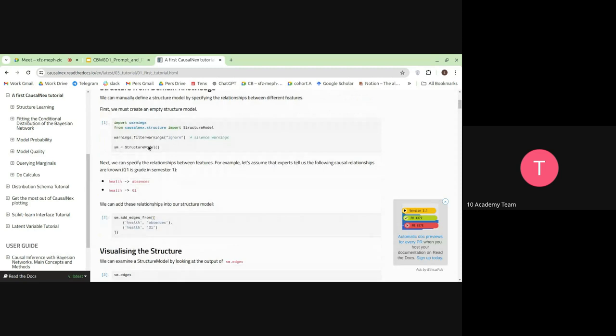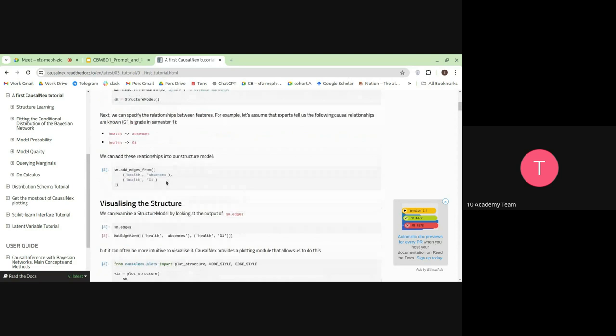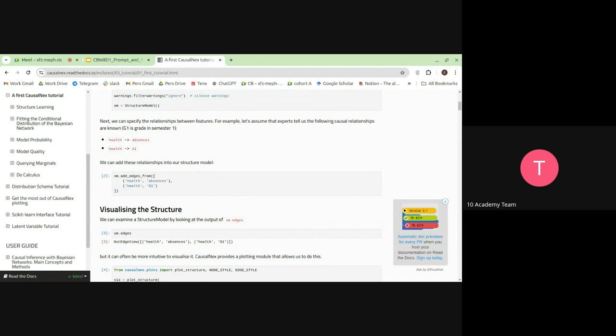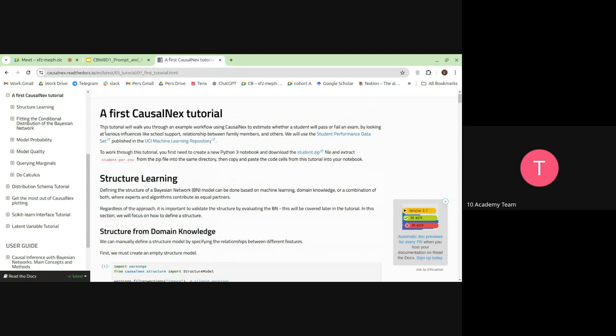First of all, you start by downloading the library, and then here you are importing it and defining the structure model. If you already have any domain knowledge, if you know one variable causes the other, you can add the edge. For example, here they want to estimate whether a student will pass or fail an exam, looking at various influences that are variables in the data, like school support and relationships between family members.